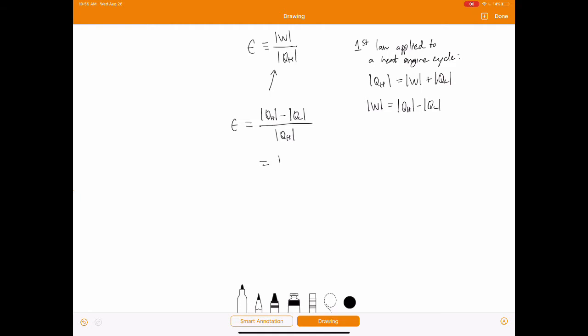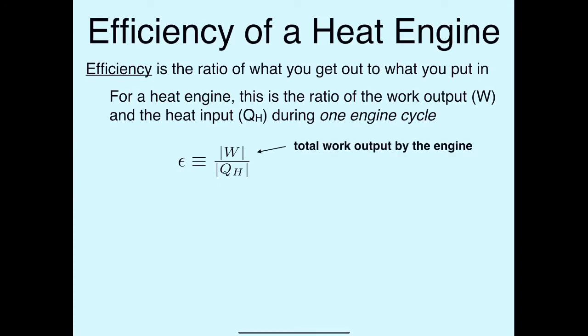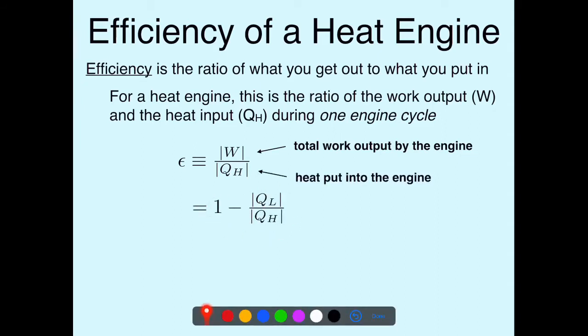QH over QH is 1, and then we have minus QL over QH. So all I need to know to figure out the efficiency of a heat engine is the two heats, QL and QH. Again, the definition of efficiency, epsilon, is equal to W divided by QH. It's the total work output by the engine in one cycle, divided by the heat you put into the engine in one cycle. We can rewrite this as 1 minus QL over QH. It's useful to write it this way sometimes because you just need to know the two heat terms. You don't need to know the work to know the efficiency.